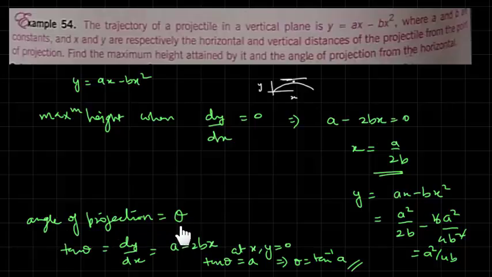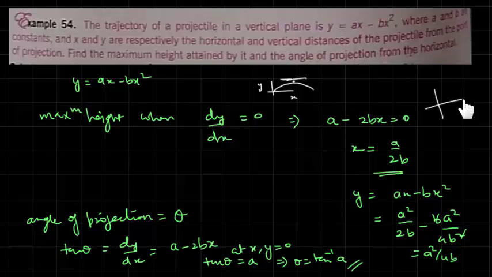This is a normal problem without a ball being thrown at an angle. So let's say the angle of projection is theta. So what is that theta? It is dy/dx at origin. So we will say tan theta is dy/dx. And what is dy/dx? a minus 2bx. So at x equal to 0 and y equal to 0, that tan theta is the angle of projection. So let's put x and y as 0 here. So we'll get tan theta is equal to a. That means the angle of projection theta is tan inverse of a.